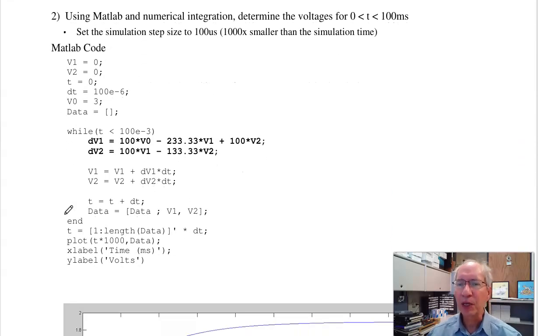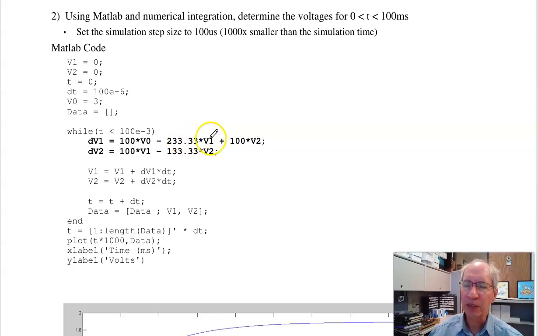To solve using numerical methods, I've got the differential equations for V1 and V2. I start out at 0 volts. Here's my integration step size. I'm going to run for 0.1 second. At any given time, I know the slope. Integrate, that gives me V1 at 100 microseconds. Move forward in time, 200 microseconds, 300, keep on going. And that's using numerical integration.